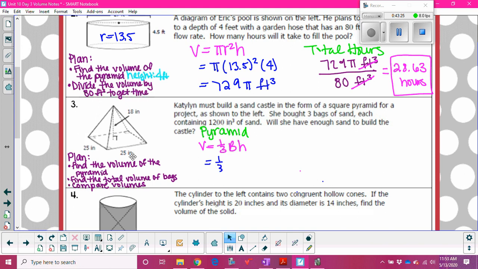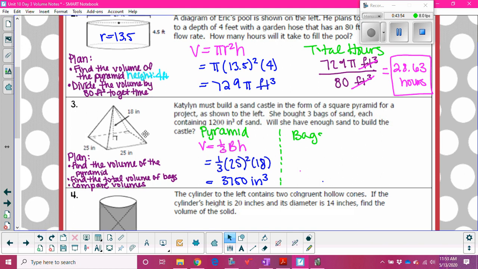So we have 1/3 times 25 squared times the height, which is the distance from this vertex to the base, intersecting it perpendicularly. So that'd be times 18. Multiply all those together, you are going to get 3,750 cubic inches.